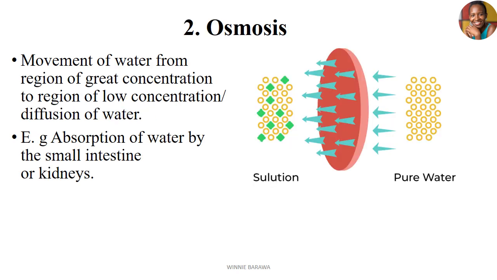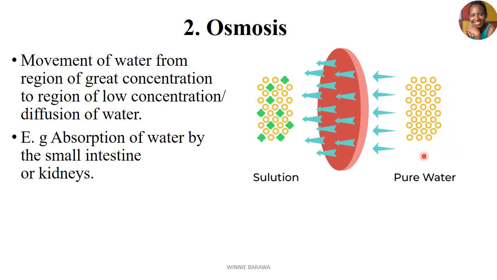The second mechanism is osmosis. With osmosis, we mean movement of water from a region of greater concentration to a region of low concentration. In other words, we call osmosis the diffusion of water. In simple terms, it is defined as the diffusion of water. So with osmosis, the biggest focus is the water and not just any other solution.